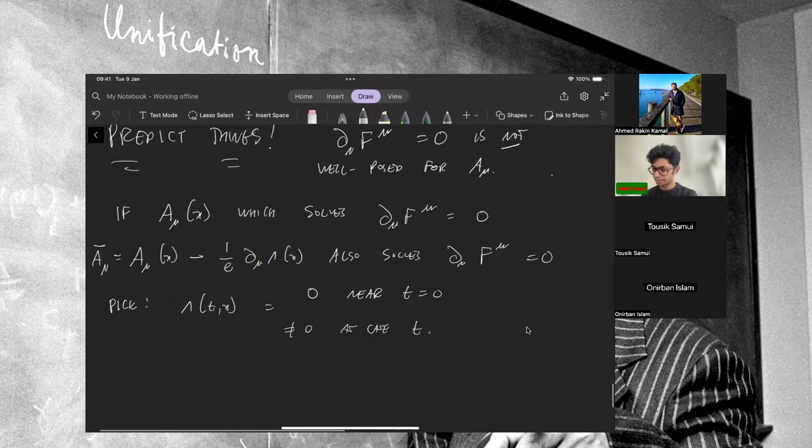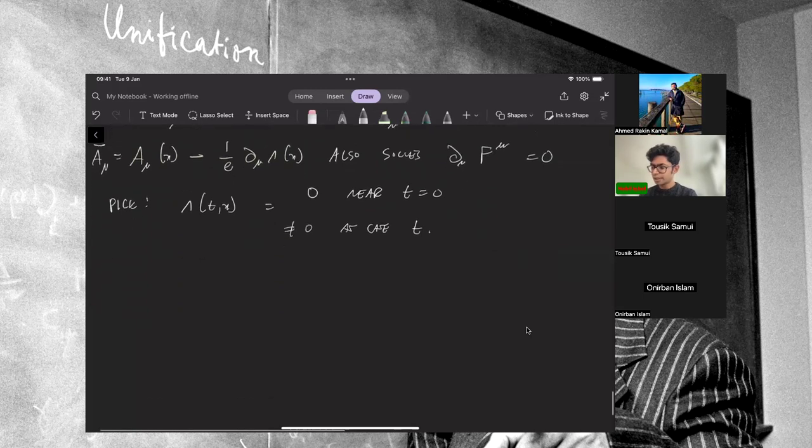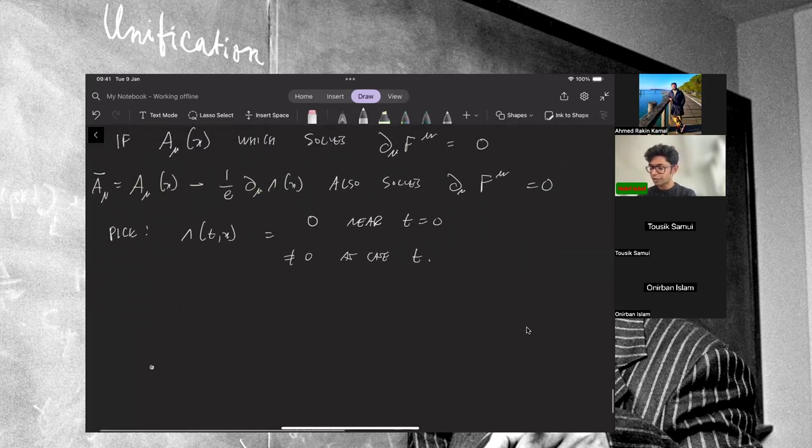In that case, I'm going to have two field configurations, A mu and A mu bar, which start out being the same near t equals 0, and then they change later on, right? So here's A mu bar, here's A mu. They're different because for later times, this lambda kicks in and makes these two different, but they both solve d mu f mu nu equals 0.